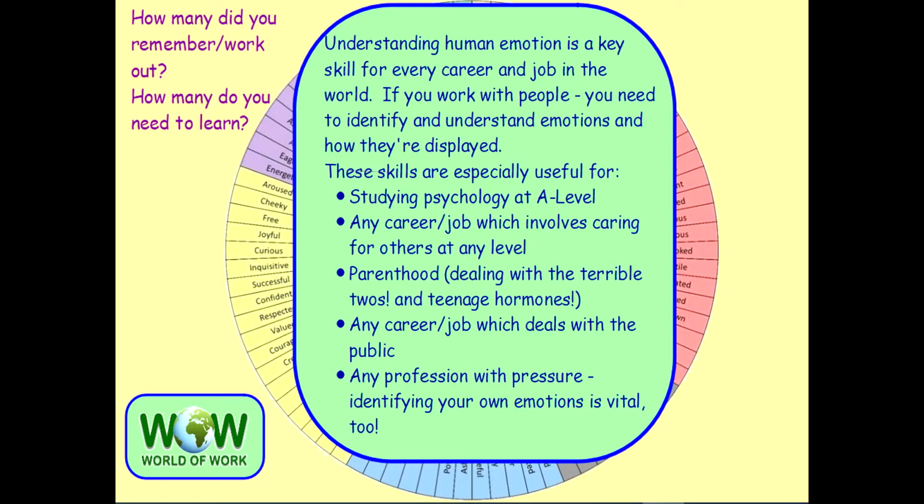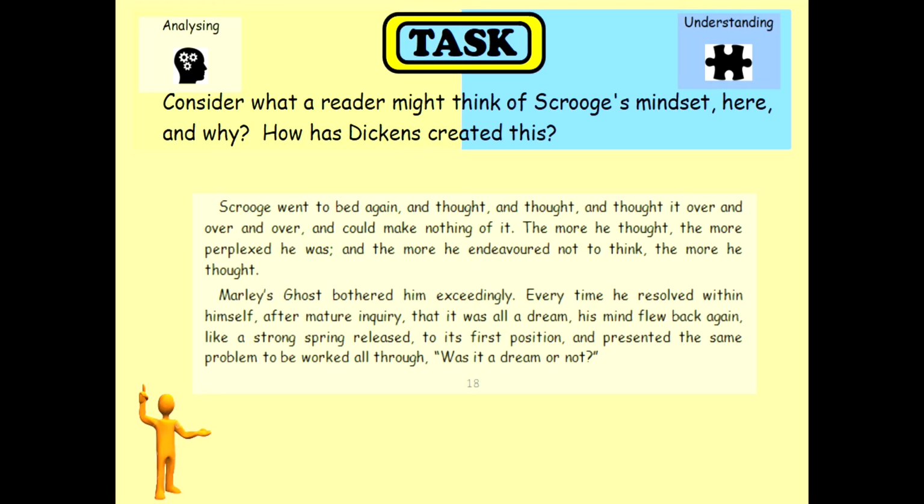Anyway, let's carry on. What we need to do then is apply these ideas to the text. We need to consider what a reader might think of Scrooge's mindset here and why. And then how, these are your methods, Dickens has created this. Okay, so what is Scrooge's mindset and why is it that way? So, this is just after Marley's ghost has been.